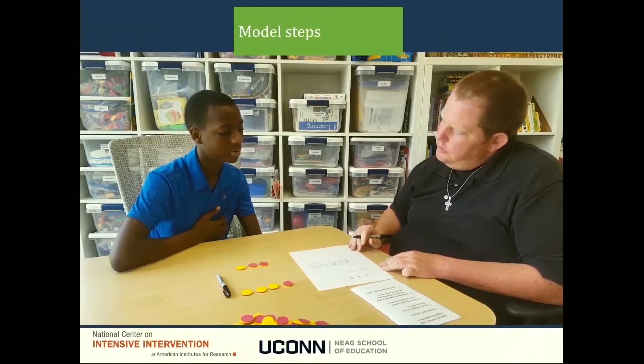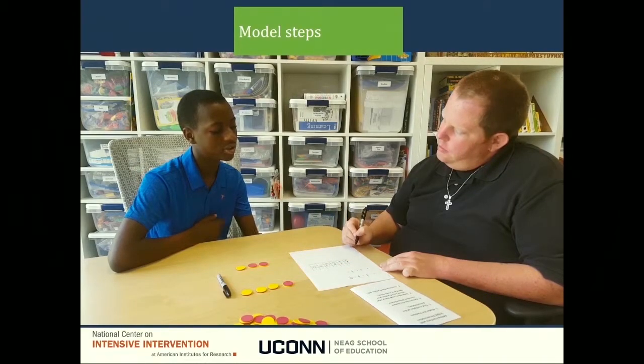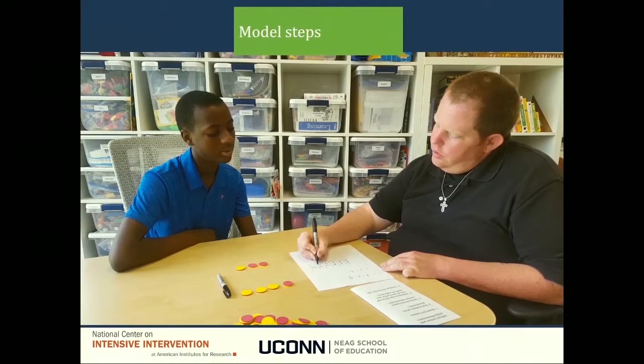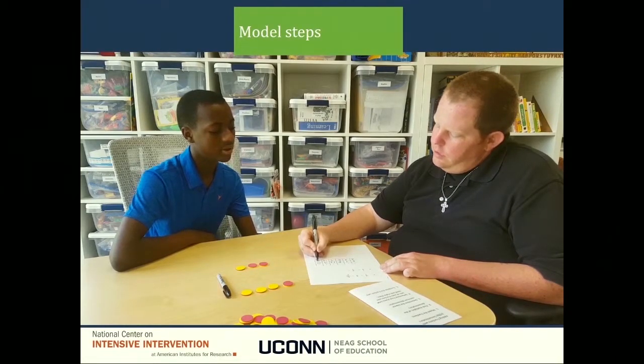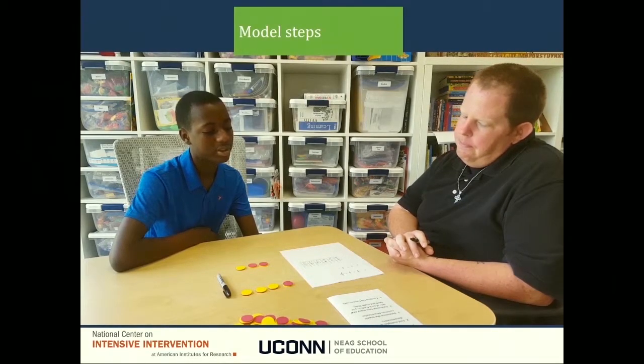Good. 3 times 3? 3 times 3 is 9. And 3 times 4? 3 times 4 is 12. Good. And 3 times 5? 3 times 5 is 15. Good. All right, so we have found the multiples, and what's the next thing we do? We determine the lowest common denominator.